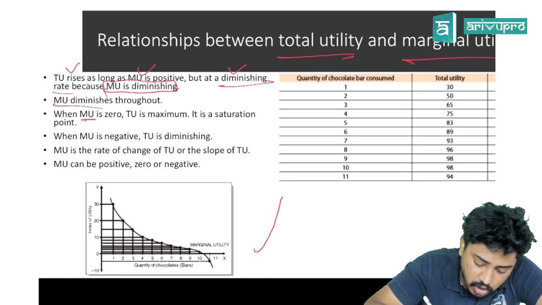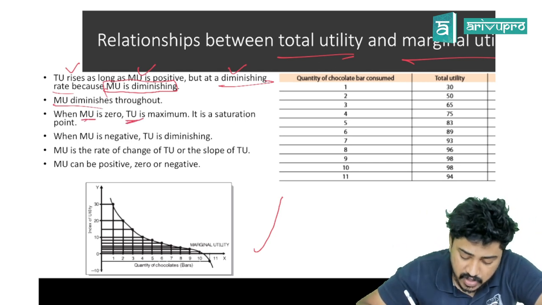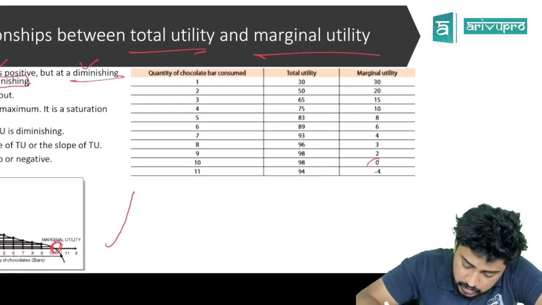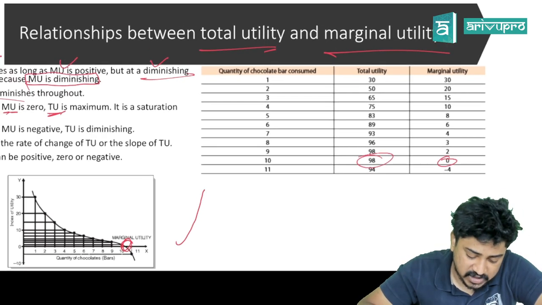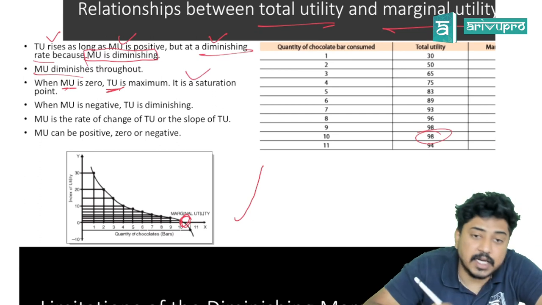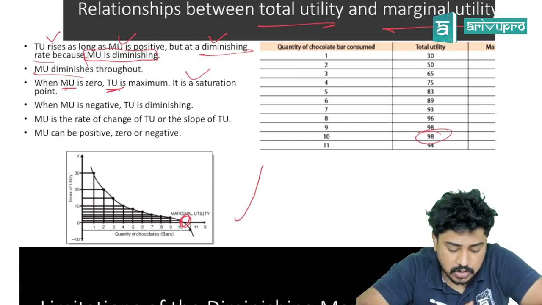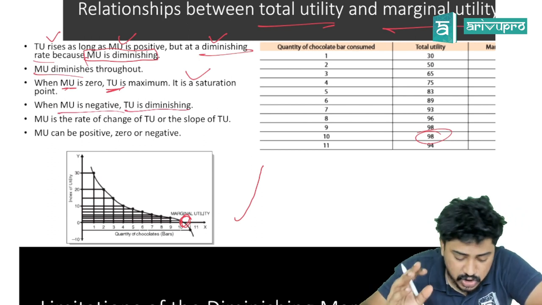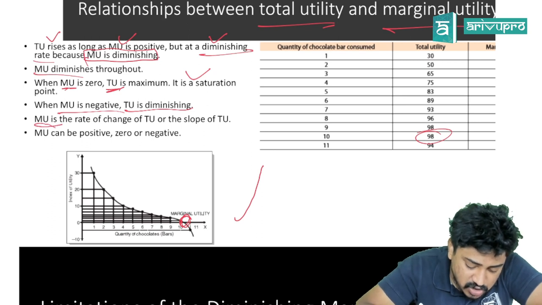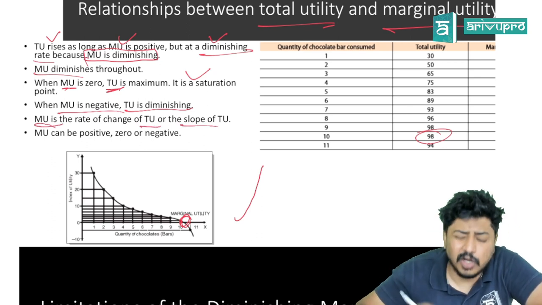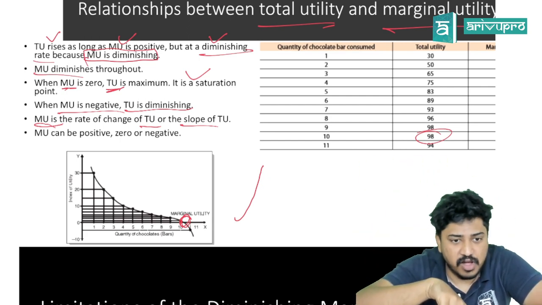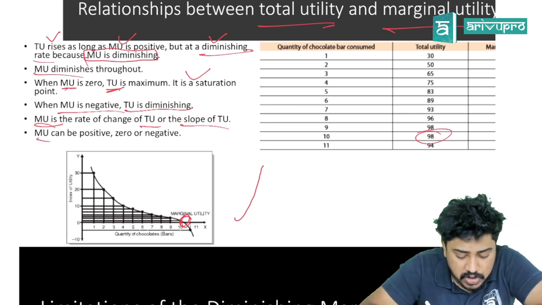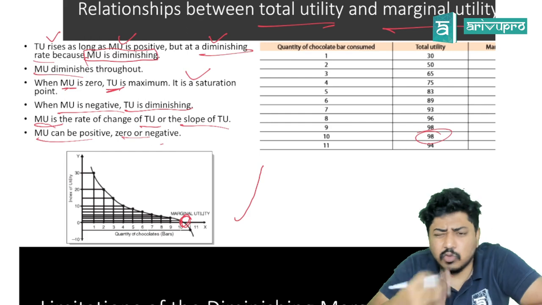When MU is 0, TU is at maximum, right? When MU is 0 here, when it's cutting the axis, TU is at maximum. You see here, MU is 0, TU is at maximum. This we call the saturation point. When MU is negative, TU is diminishing, right? And MU is the rate of change of TU, or the slope of TU. Why? TU is nothing but made up of MU, so the slope of TU should be MU only, right? MU can be positive, 0 and negative. But TU normally will be positive only.